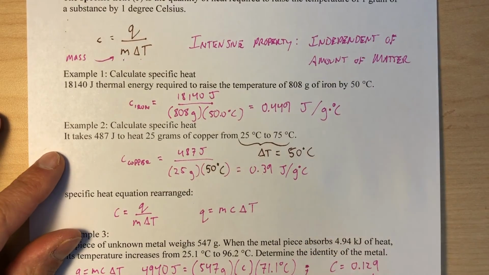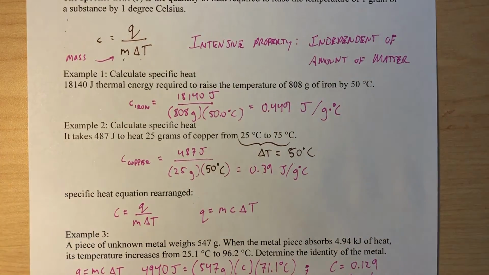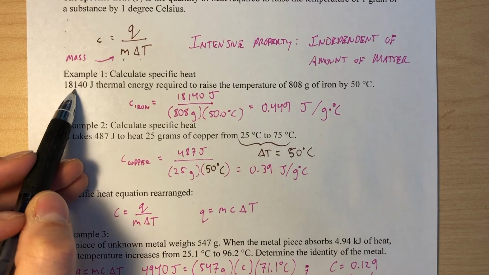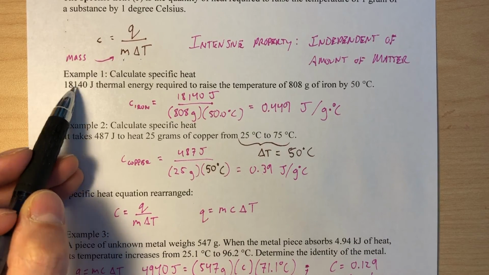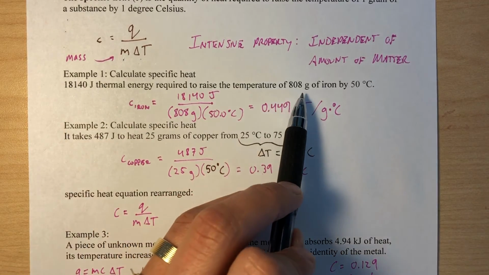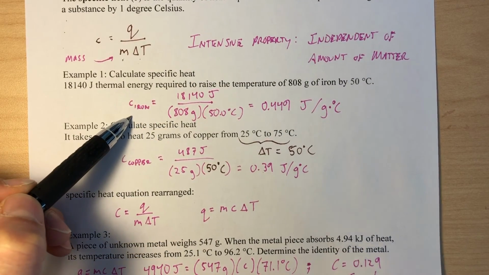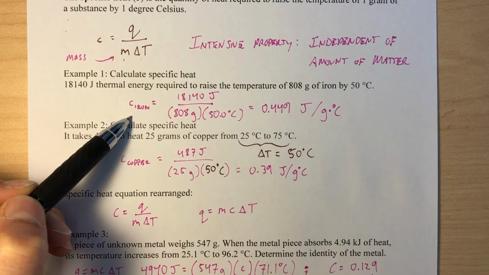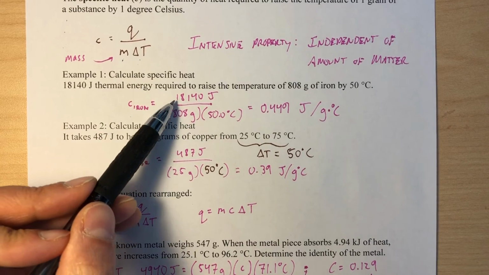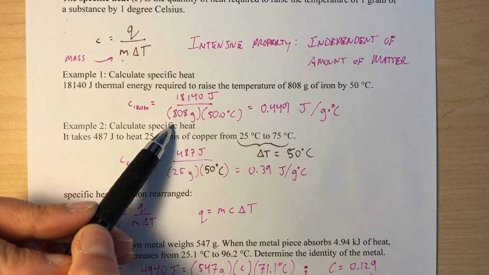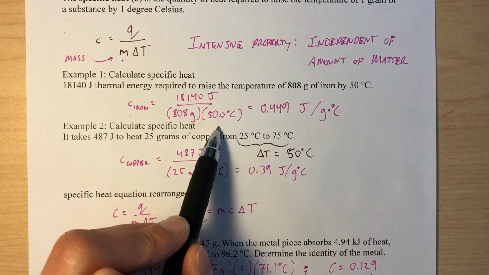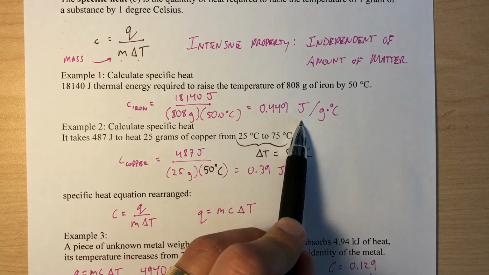We're going to do 2 quick examples of calculating specific heat. So first, we have 18,140 joules of thermal energy required to raise the temperature of 808 grams of iron by 50 degrees. We can take our specific heat equation. So small c, sub iron, is equal to 18,140 joules divided by 808 grams times 50 degrees, giving us a specific heat of 0.449 joules per gram Celsius.